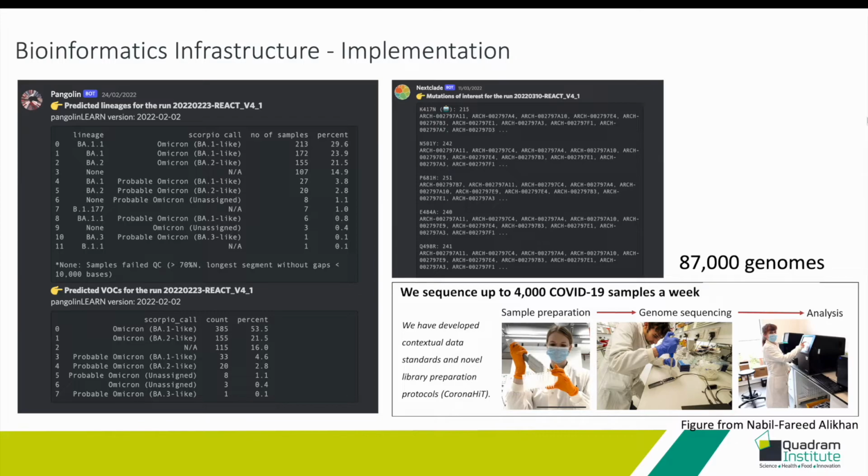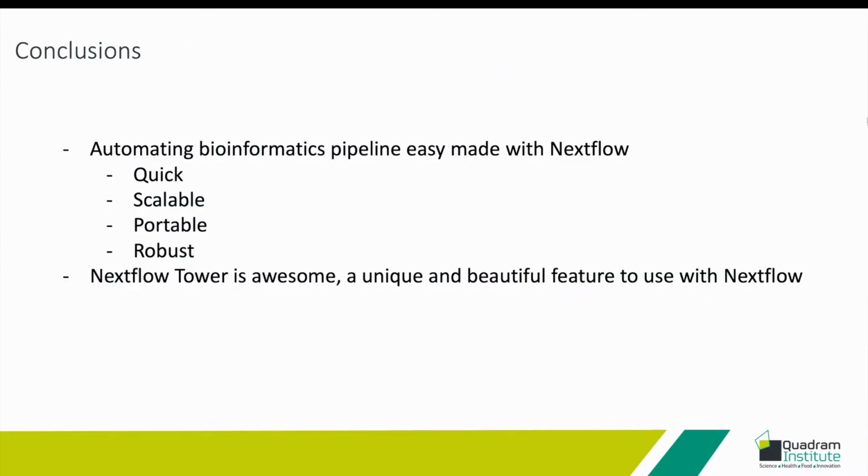Overall, we have this automated bioinformatics pipeline performing very robustly, and it has processed more than 87,000 genomes until late April. So, just a few comments from our experience of using Nextflow on deploying an automated bioinformatics infrastructure for the SARS-CoV-2 sequencing project at QIB.